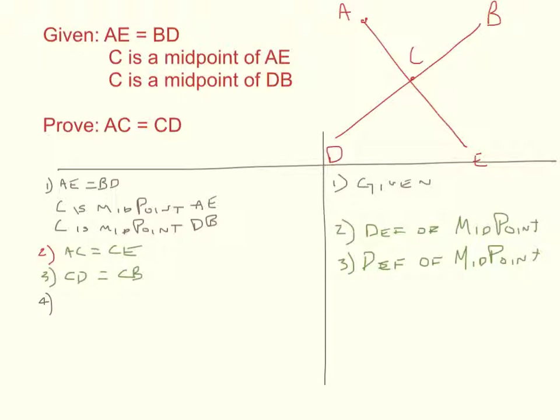Alright, well now that we know that, let's start talking about AE. AE is those two segments together. So let's state that AC plus CE equals AE. And let's do the exact same thing with the other side. CD plus CB equals DB. And the reason, well, you're taking two parts, make it equal to one. That is segment addition.